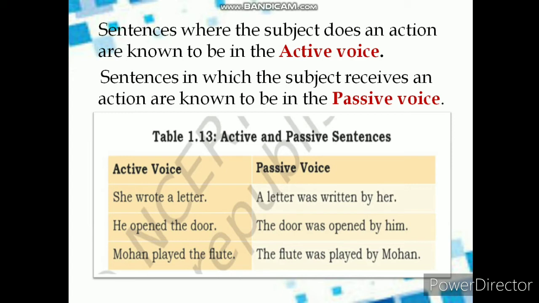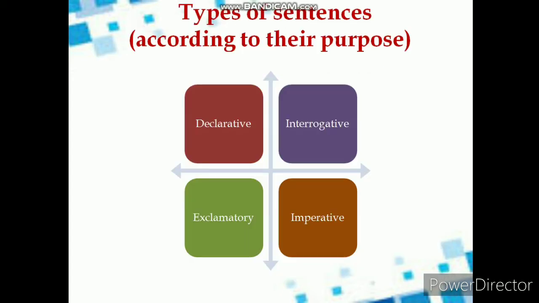Next example, he opened the door. Passive voice, the door was opened by him. Next example, Mohan played the flute. Passive voice, the flute was played by Mohan. Let's see another category of sentences. Types of sentences according to their purpose.